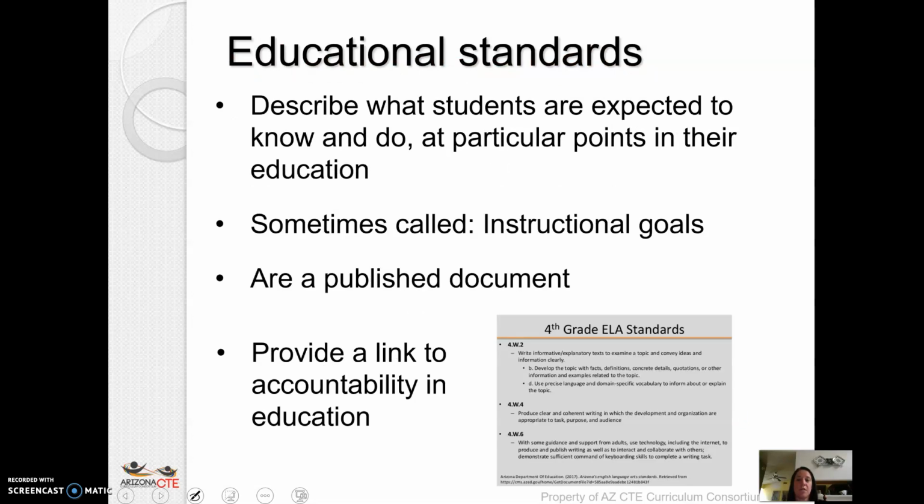So educational standards, they describe what students are expected to know and do at a particular point in their education. They're also called instructional goals. There is usually a published document about what those standards are, and it kind of gives the teacher a way to have some accountability, or the school or the district or the state to have accountability of what is being taught in classes.